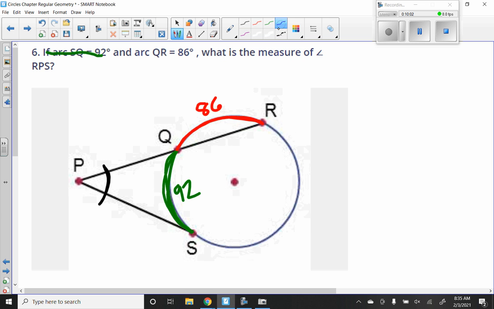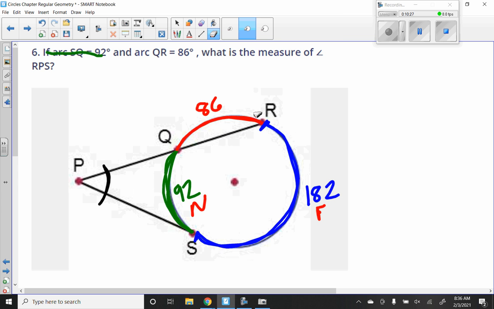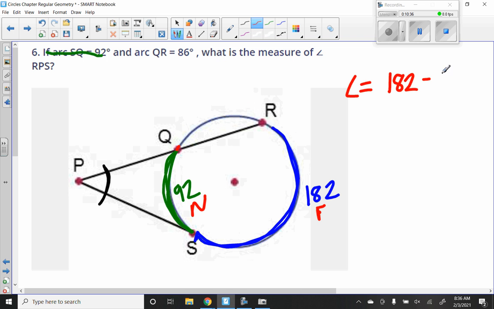So all we have to do is find the rest of this by using the 360 circle. So I'm going to say 360 minus those two arcs, and I'll have the blue arc. 360 minus 92 and 86 is 182. So I have a far, a near. I am not using the 86. It's not inside the mouth. My formula is angle equals far minus near divided by 2. That'll get your answer to number 6.